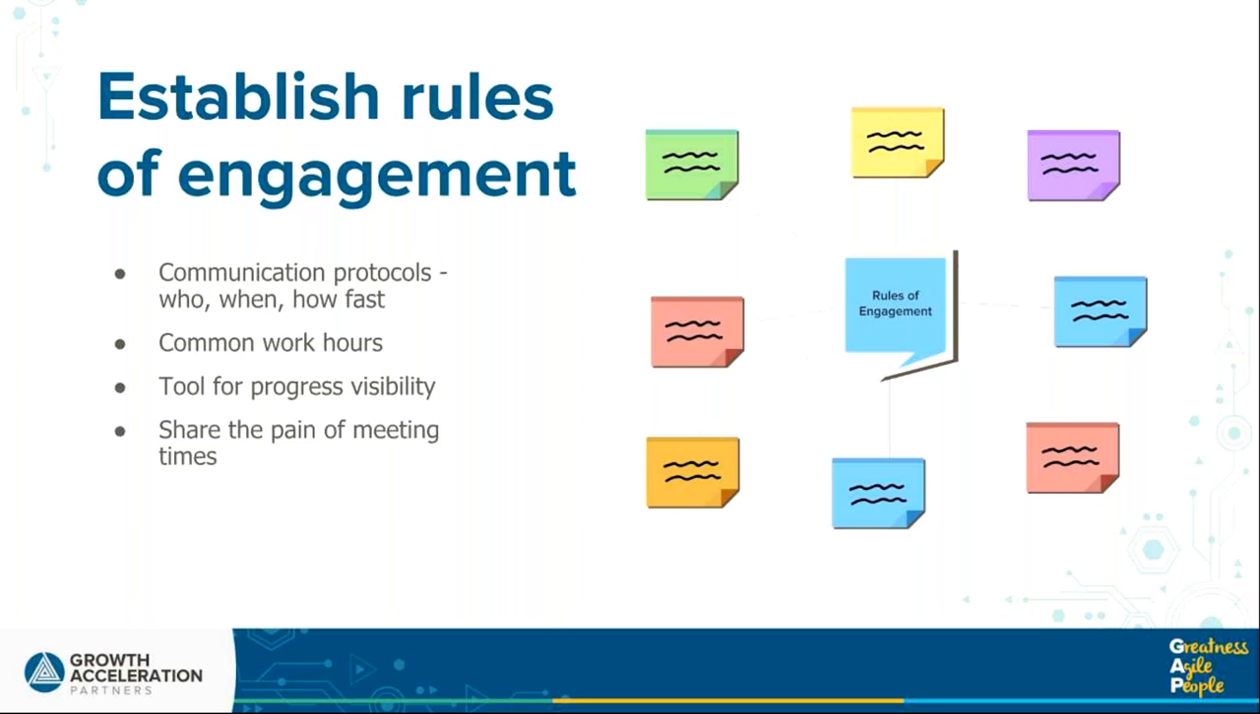Do you want an email, a phone call? Should I go through a list of people, start here, then here, then here? How are we going to work with each other? What are the expectations? Establishing common work hours: when do we expect each other to always be there versus you might not be around, it's going to be after hours. So understanding what the common work hours and expectations are. And then in the rules of engagement, consider sharing the pain associated with meeting times.